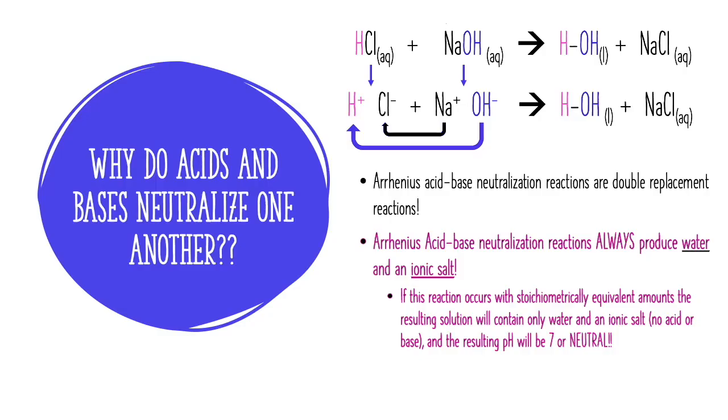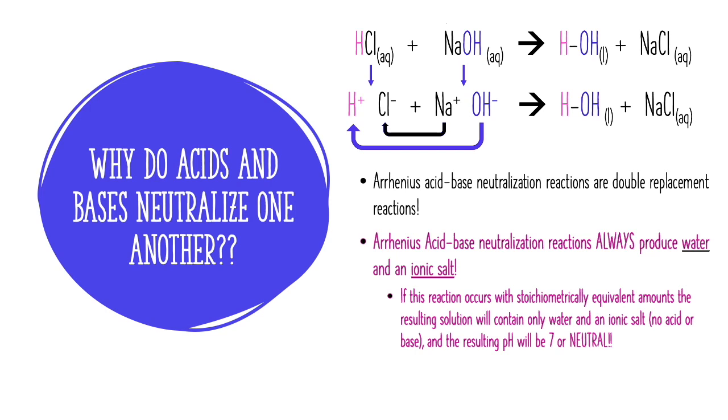So to go ahead and answer the question about why acids and bases neutralize one another, it's a good idea just to take a look at the overall reaction. Well, if you'll take a look at the example equation that I have up here, I have hydrochloric acid and sodium hydroxide reacting with one another. These are Arrhenius acids and bases, meaning that this reaction takes place in aqueous solution.